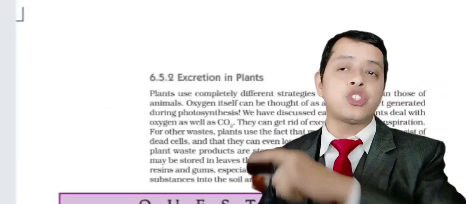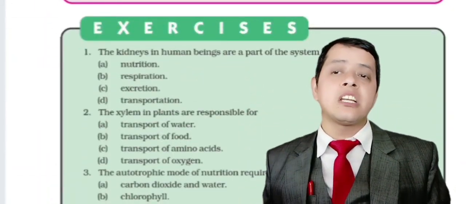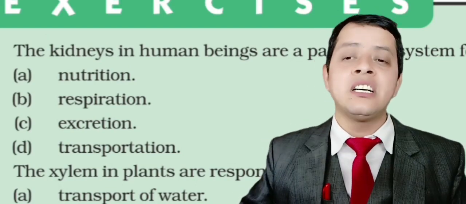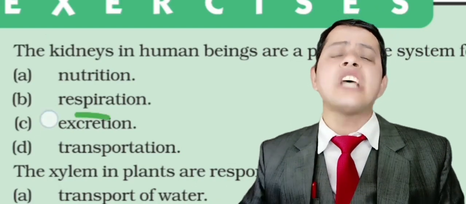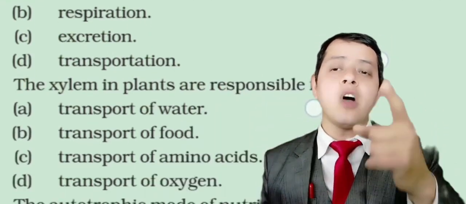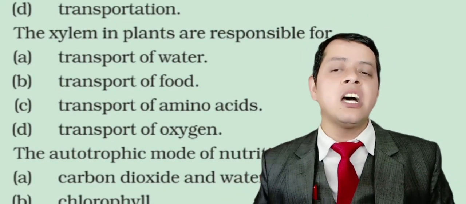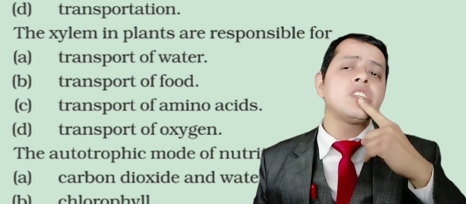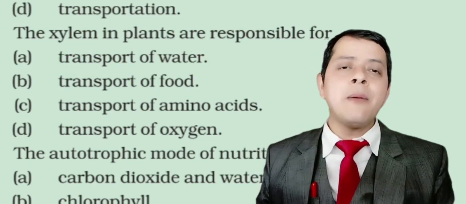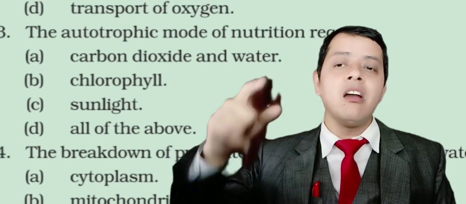Let's know some questions. The kidney in human beings is for nutrition, respiration, excretion. Yes, it must be excretion. I know the answer. Xylem in plants is responsible for... Xylem means water. Yes, no food, no amino acid, no oxygen. It's water. Yes, transport of water. And autotrophic mode of nutrition, I think carbon dioxide, water is required, chlorophyll required. Yeah, all of the above. I understood the answer. Autotrophic mode of nutrition happens in all of the above.